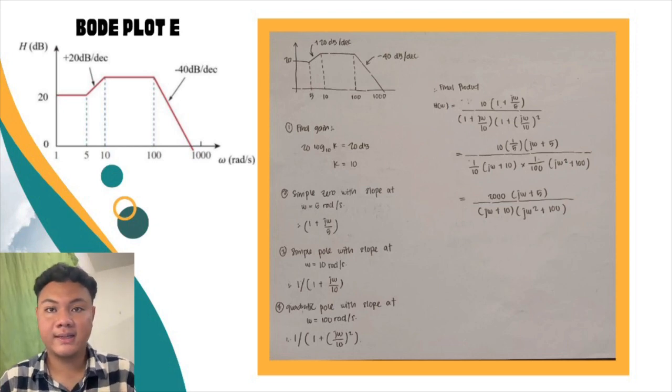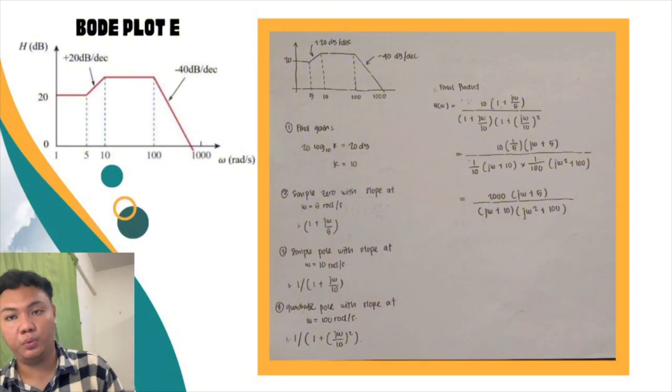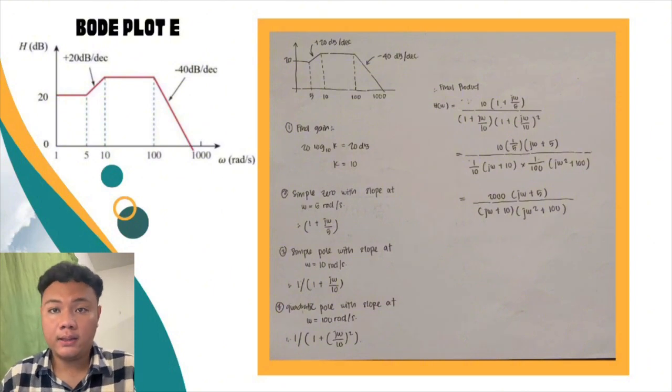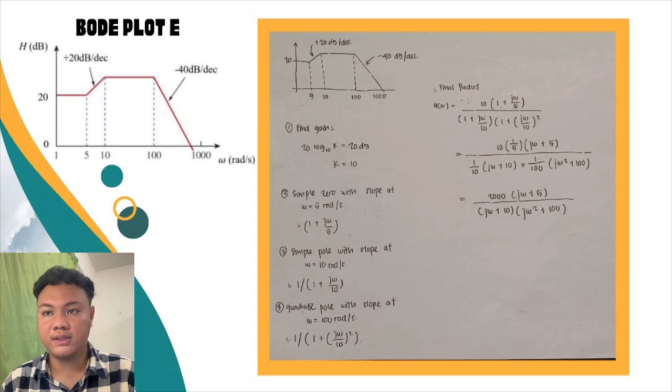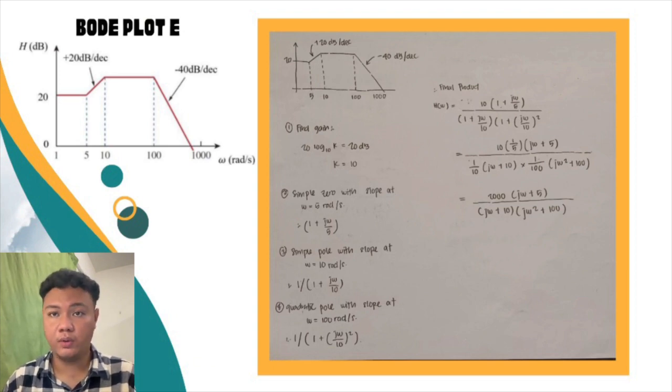For the last region of the graph, we are given a value from 100 to 1000 omega radian per second, and this graph drastically decreases to zero. If we refer to the Bode plot summary, this is what we call a quadratic pole, with the formula 1 over 1 plus jω over 10 squared.